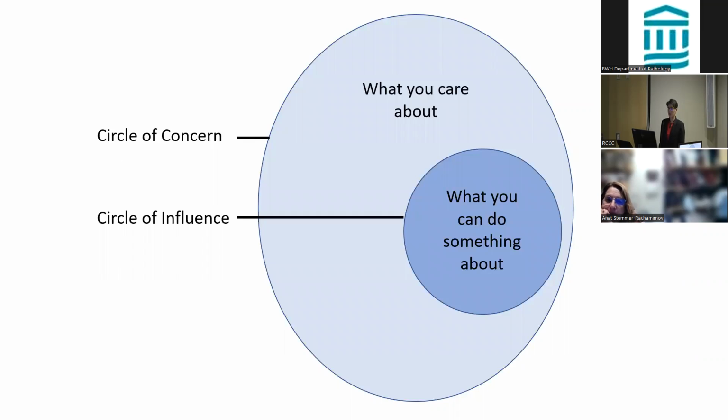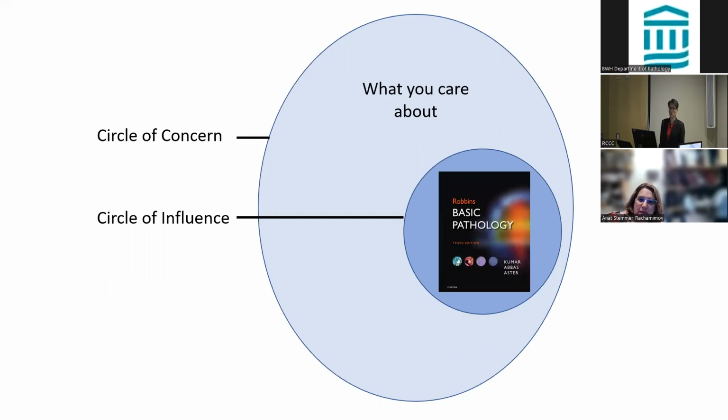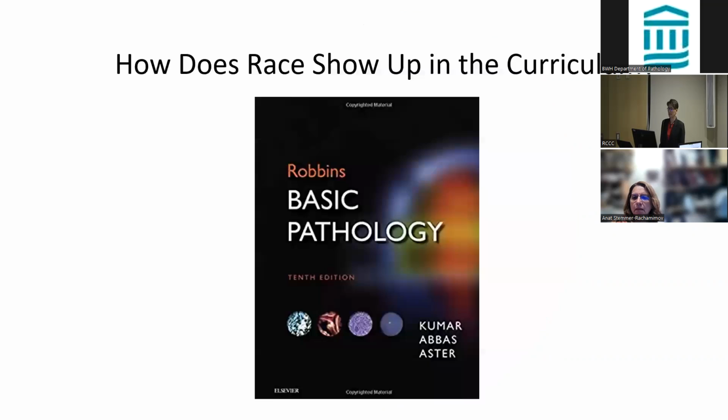And this is a graphic that I've seen in some equity learning. We have our circle of concern, what we care about, and then we have a smaller circle of influence, what we can do something about. And right square in the middle of that circle was Robbins Basic Pathology, because Dr. Kumar had invited me to join the editorial team of this book just a few months earlier. Now, I had noticed race and medicine in this textbook again and again, but hadn't given it much thought until this particular point in time.